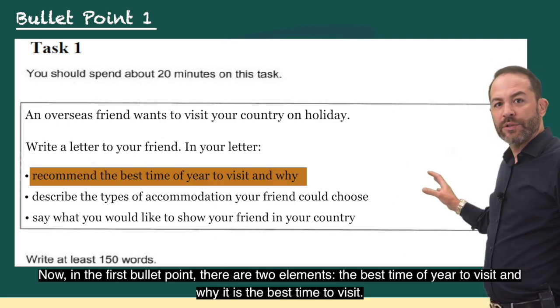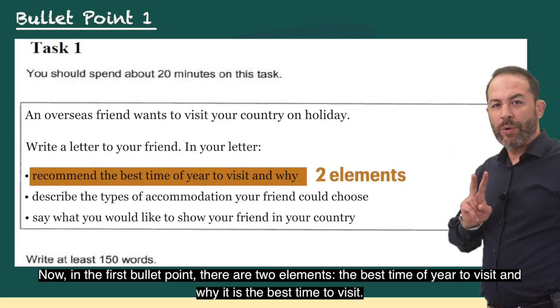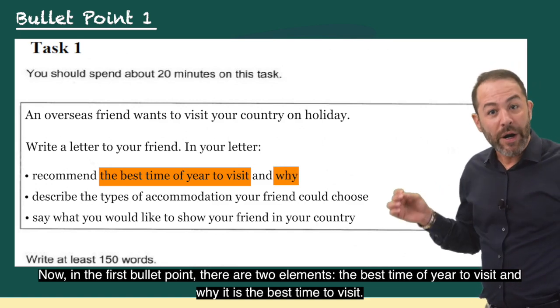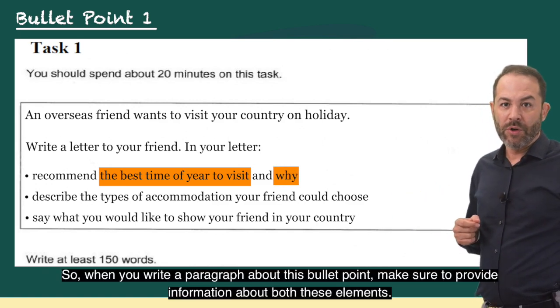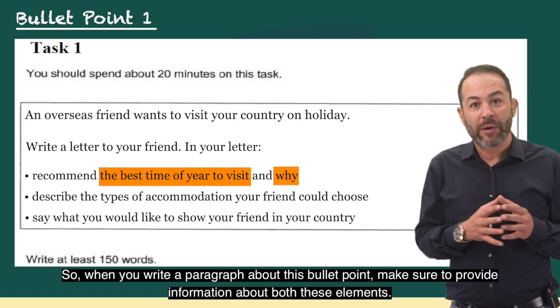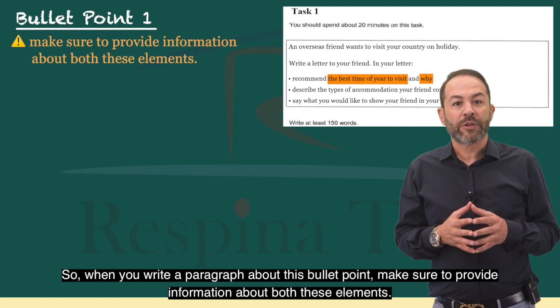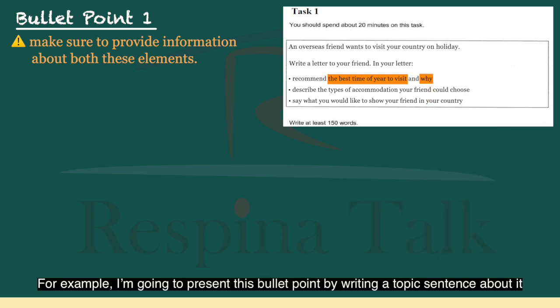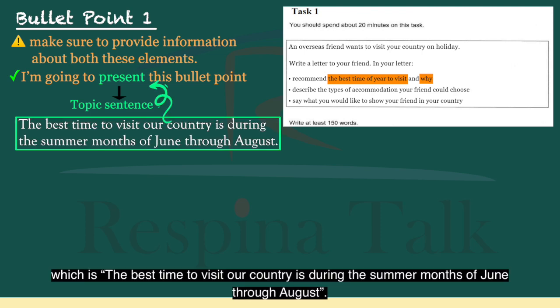Now, in the first bullet point, there are 2 elements: the best time of year to visit and why it is the best time to visit. So when you write a paragraph about this bullet point, make sure to provide information about both these elements. For example, I'm going to present this bullet point by writing a topic sentence about it, which is: the best time to visit our country is during the summer months of June through August.